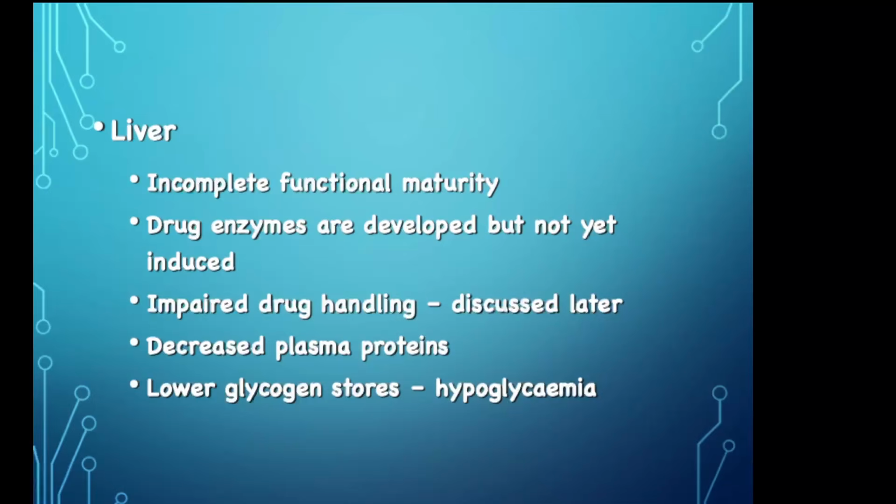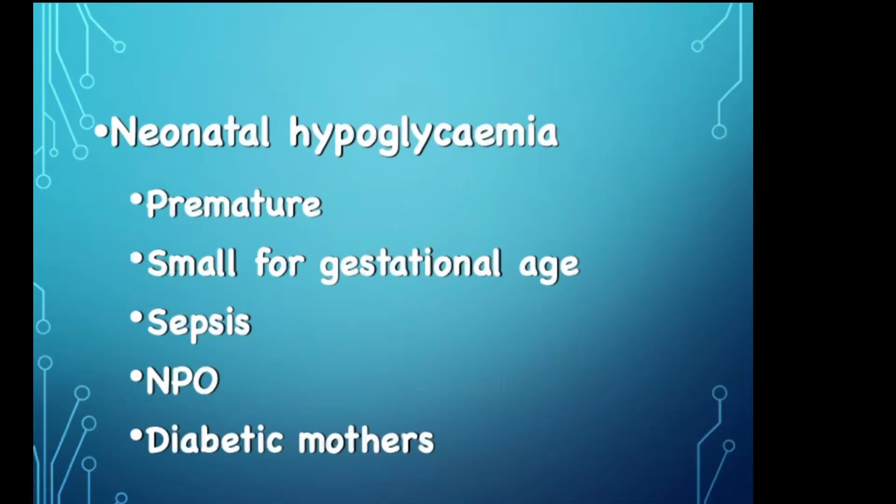The liver has incomplete functional maturity. Drug enzymes are developed but not yet induced. They've got impaired drug handling and decreased plasma proteins and lower glycogen stores, putting them at higher risk for hypoglycemia.